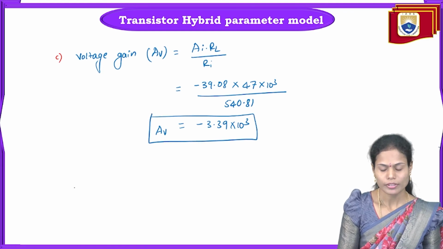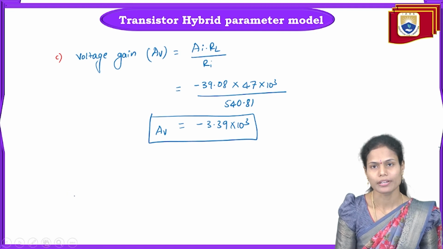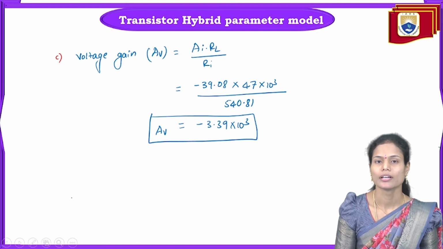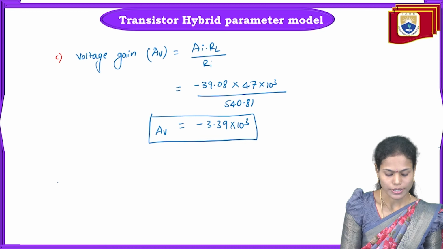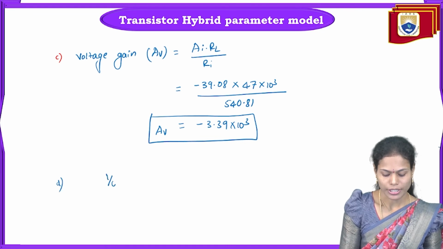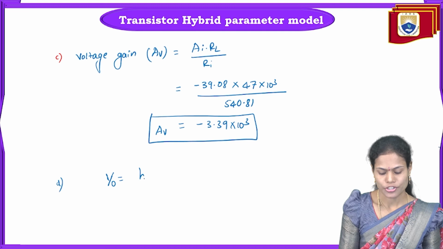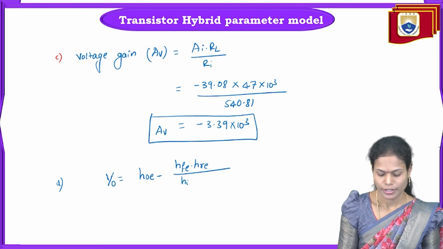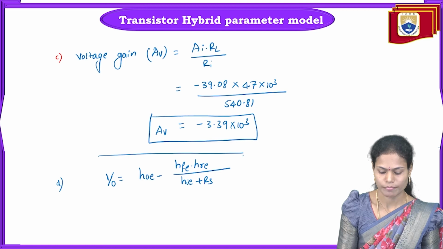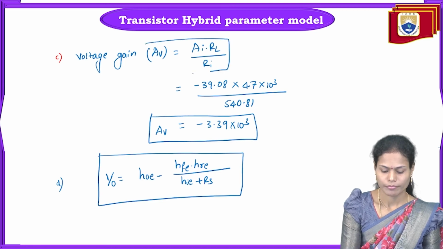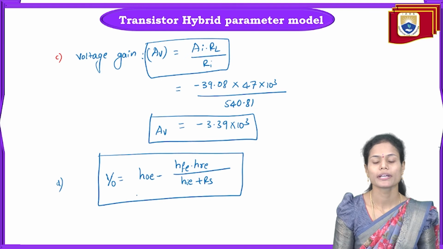And next we need to find the output impedance. To find the output impedance, we cannot do it directly. First of all, we have to find the output admittance. Then if you take the inverse of that output admittance, we are able to get the output resistance here. So for that purpose, I am taking the output admittance Y0 is equal to hoe minus hfe into hre divided by hie plus source resistance. So this is the formula for output admittance.